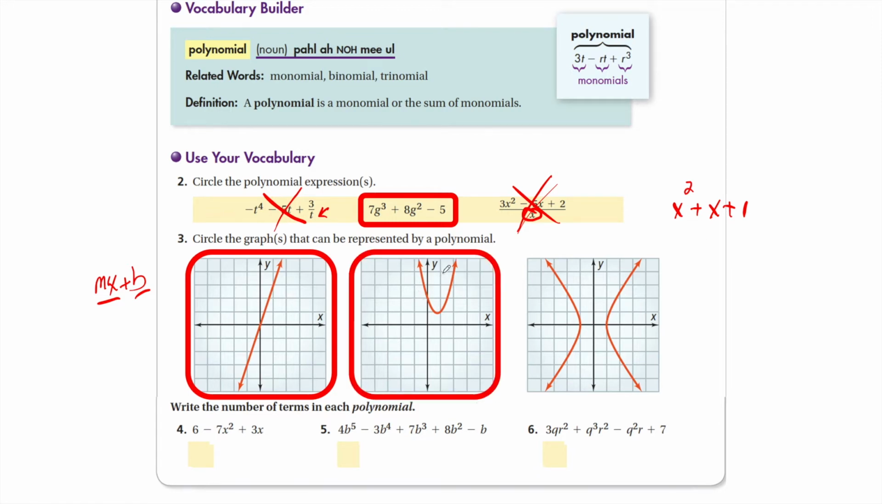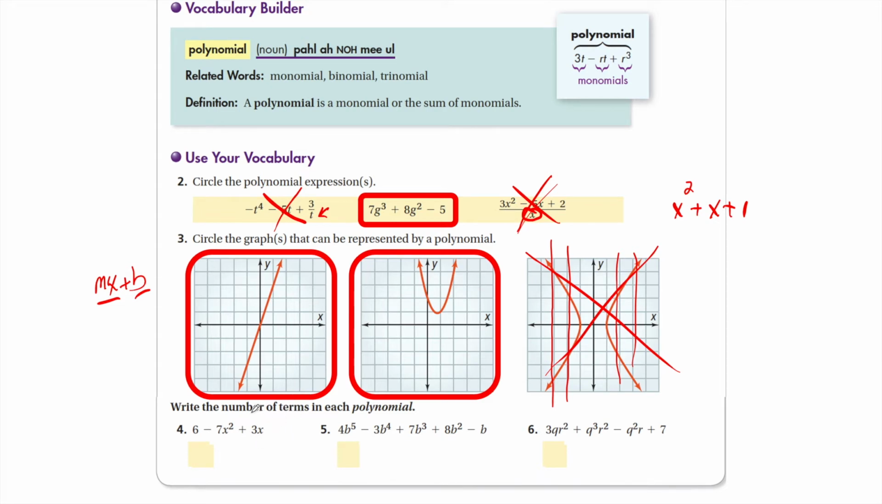And more importantly, it's passing the vertical line test each and every time, and that's why we're allowed to call it a function. And based off of the name that is given, we're talking about polynomial functions, and these do not pass the vertical line test, meaning that these are not functions. And since these are not functions, we aren't going to even worry about this last graph. The next little bit, write the number of terms in each polynomial.